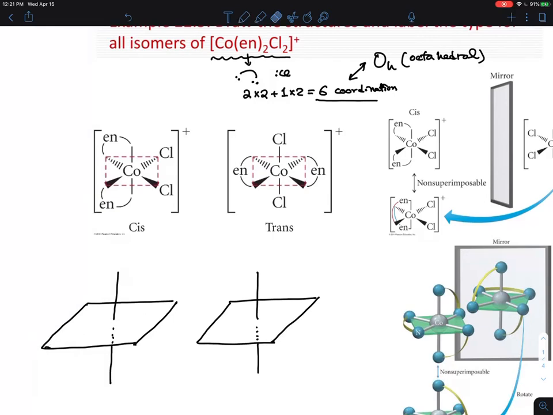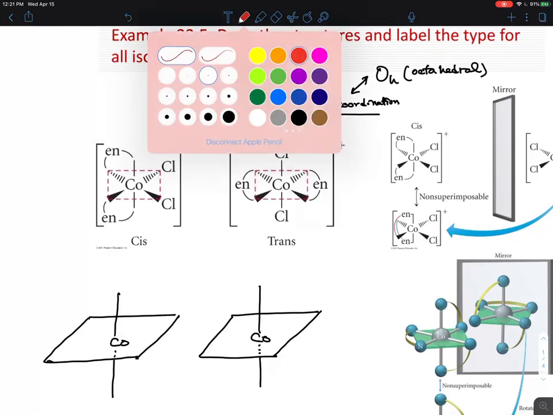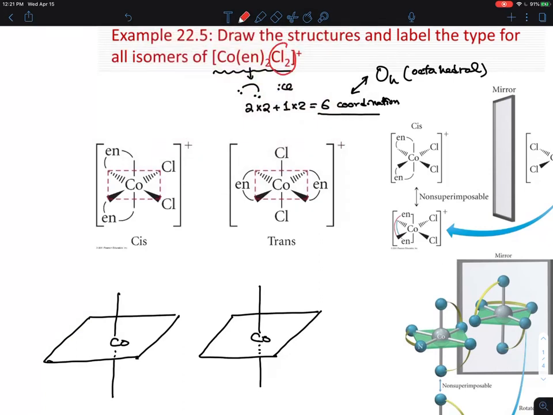And then what's located in here is a cobalt. Okay, cobalt is in the middle. It's at the center, and we just have to figure out the en and the chlorine. So I'm going to focus more on the chlorine here, and then I can put the rest of them here. So if I put the chlorine here, I'm going to pick something that is different.